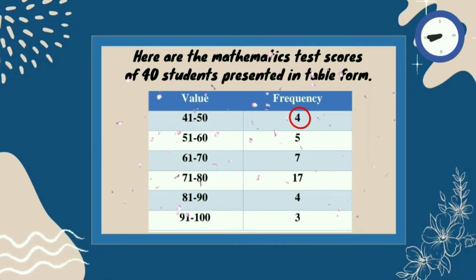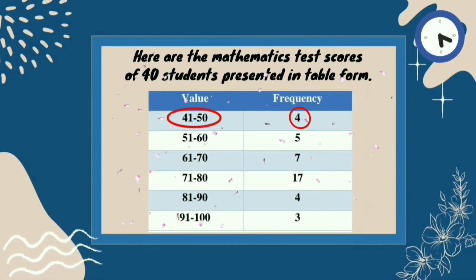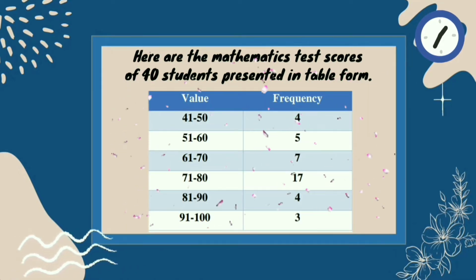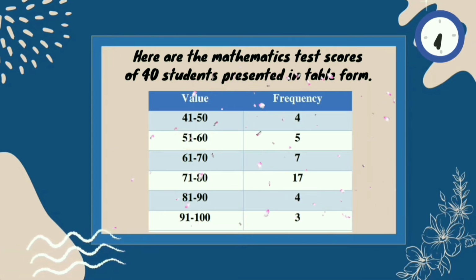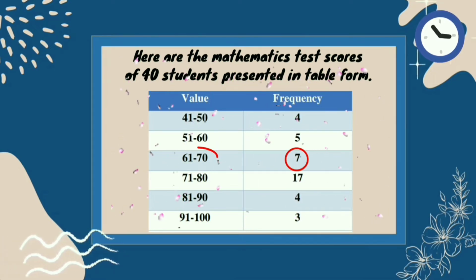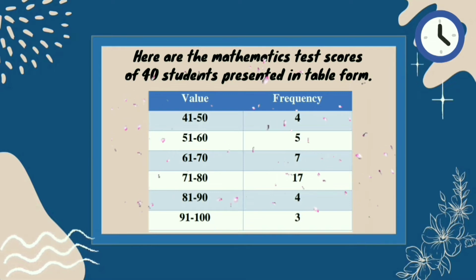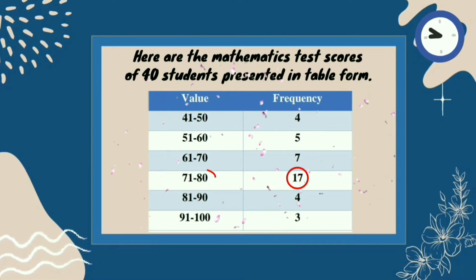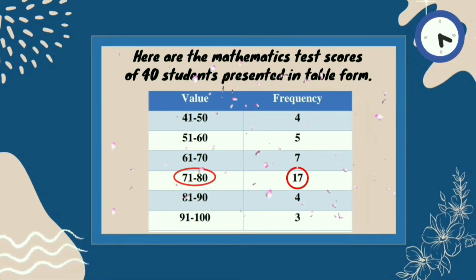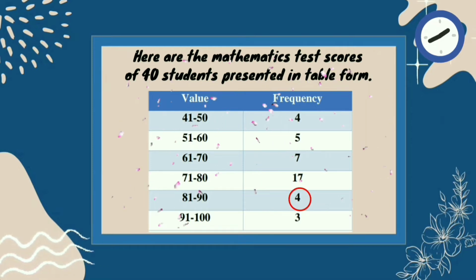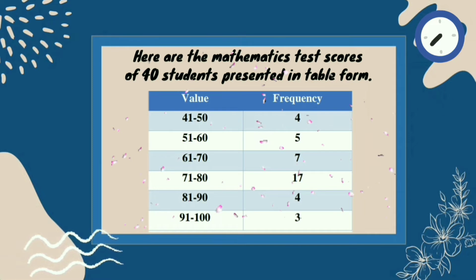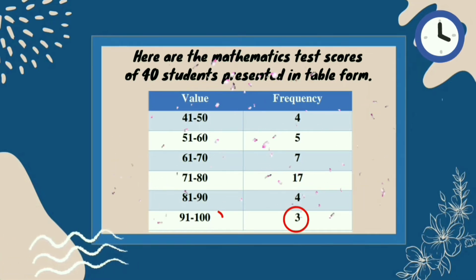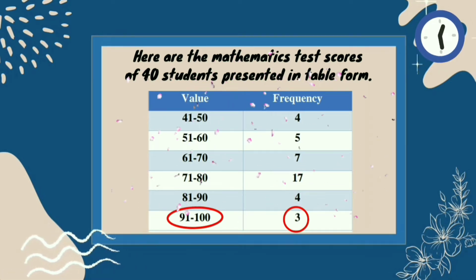There are 4 students who scored between 41 to 50. There are 5 students who scored between 51 to 60. There are 7 students who scored between 61 to 70. There are 17 students who scored between 71 to 80. There are 4 students who scored between 81 to 90. And there are 3 students who scored between 91 to 100.